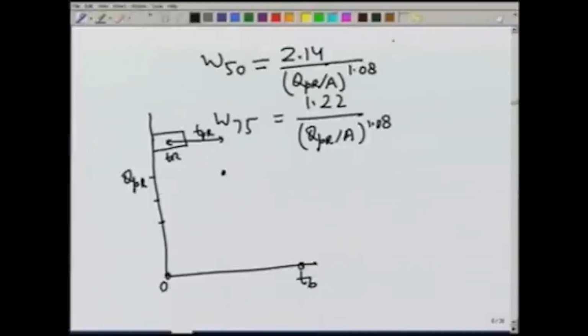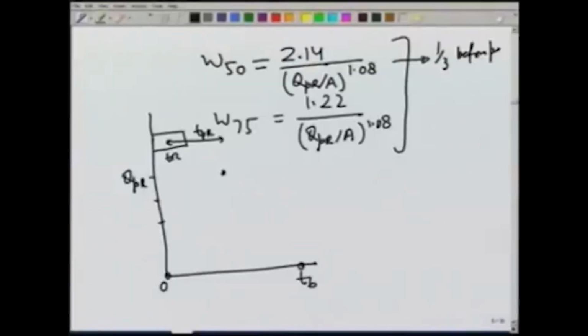There are some suggestions as to how much of this width should be before the peak and how much after the peak. For example, some researchers have suggested 1/3 before peak and 2/3 after. So, if this is the peak line, W50 can be put 1/3 here and 2/3 here.